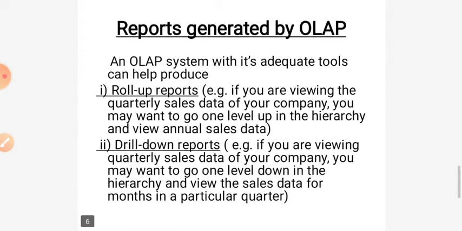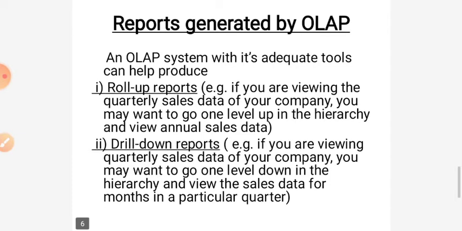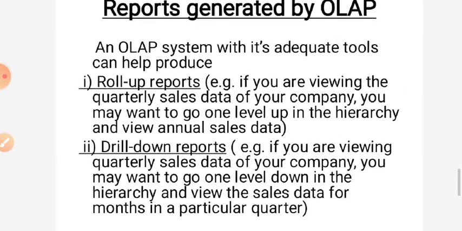Second, drill down reports. Drill down reports means what? For example, if you are viewing the quarterly sales data of your company, you may want to go one level down in the hierarchy and view the sales data for months in a particular quarter. Students, you very well know quarter means 3 months, and here if you are viewing the data for a quarter, that is 3 months, you can go down below and view the data for every month. That is what drill down reports means, coming from big data to small data.